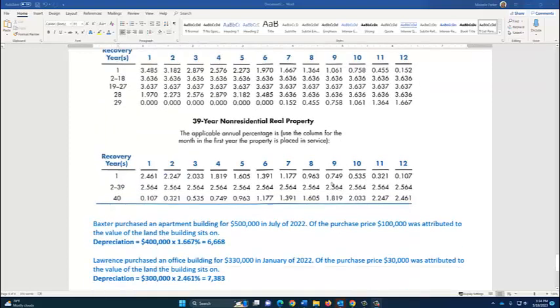And then for the 39-year real estate table, this is for all other real estate that is not residential, like the office building or the warehouse. And it also has a mid-month convention, so we would find the month that was placed in service and then the year we're depreciating, and then use that percentage.